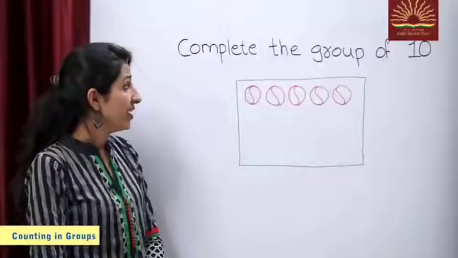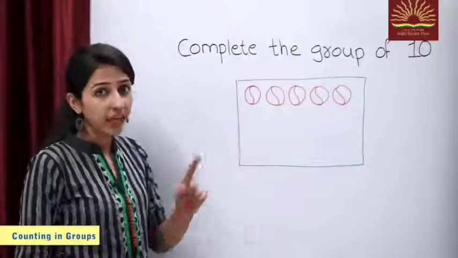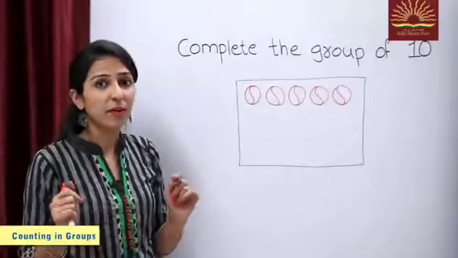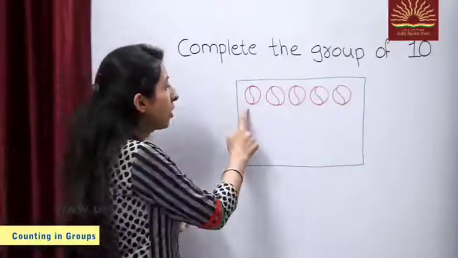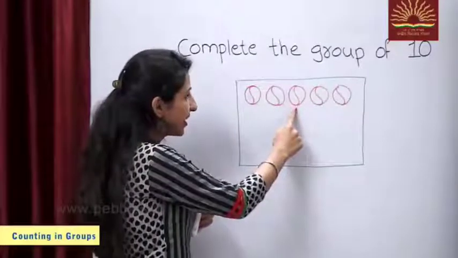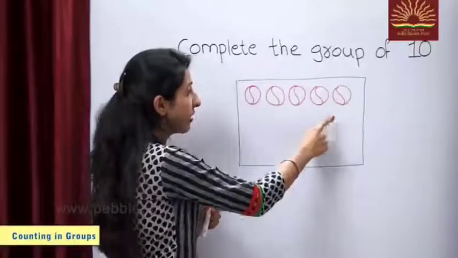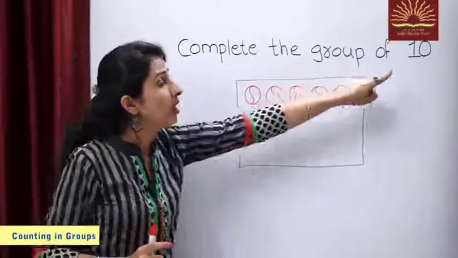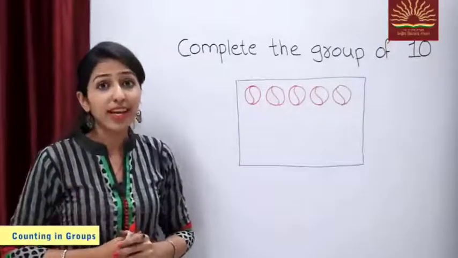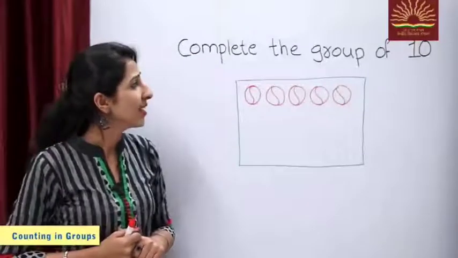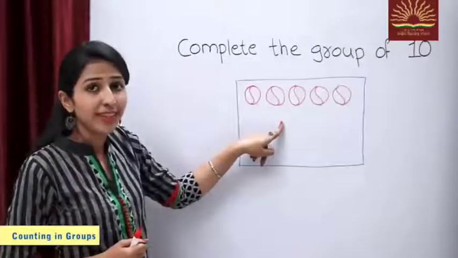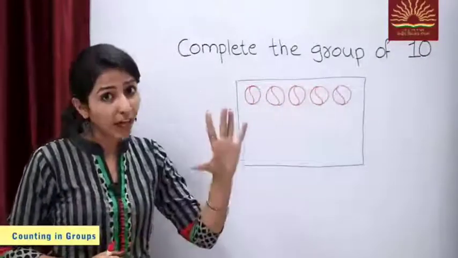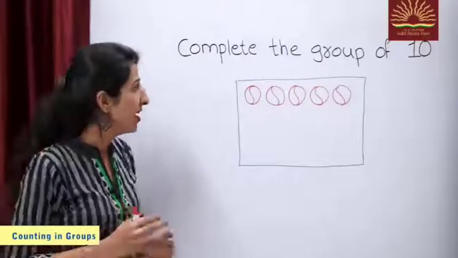Complete the group of 10. There are some balls on the board. We have to complete the group of 10. So let's count the number of balls. 1, 2, 3, 4 and 5. So there are 5 balls on the board and we have to complete the group of 10. So tell me students, how many balls are missing? We have 5 balls. We have to complete the group of 10. So there are 5 balls missing. So I have to draw 5 more balls.